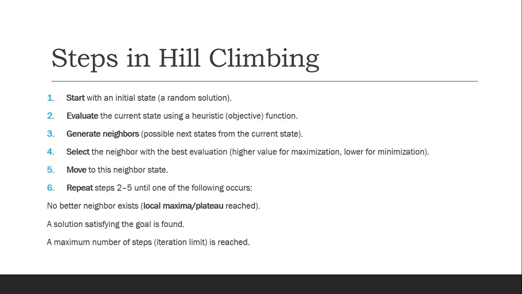It moves to this neighbor state, and it will repeat steps 2 to 5 until one of the following occurs. No better neighbors exist, so that is a local maxima or plateau reached. A solution satisfying the goal is found. Or the maximum number of steps, that is the iteration limit, is reached. At that time we have to stop.